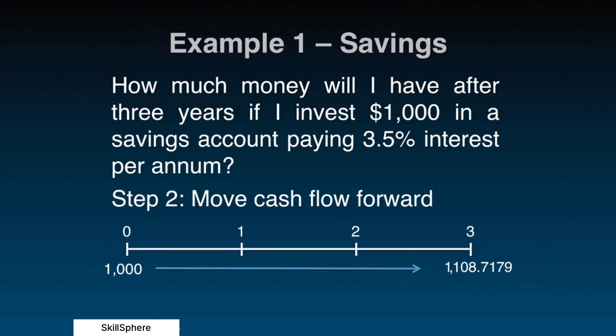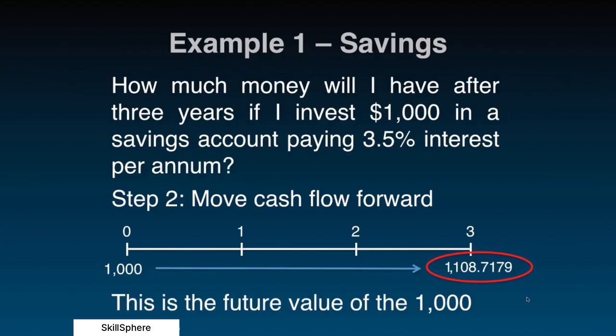If we do the arithmetic, we get that the $1,000 is worth $1,108.72, or just under 72 cents. And I should also mention that this is just the future value of the $1,000. In particular, it's the future value as of period 3 of the cash flow in period 0, which was $1,000.